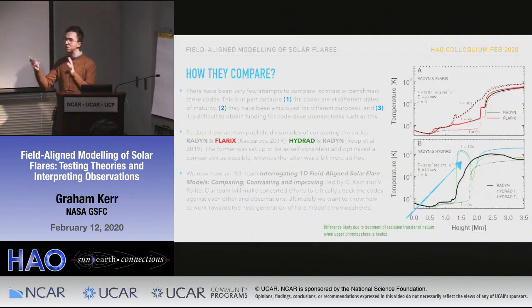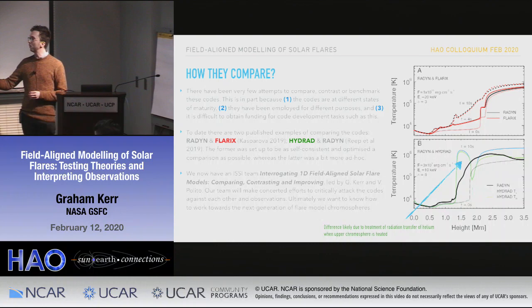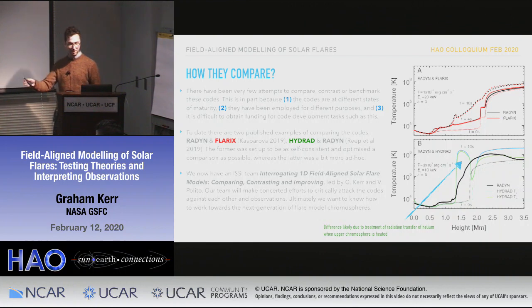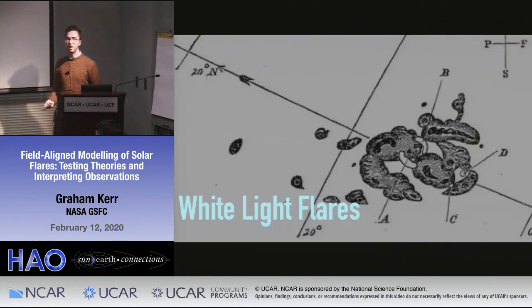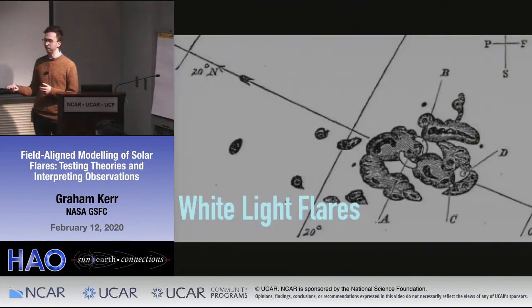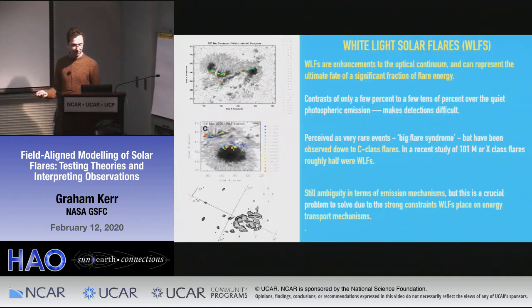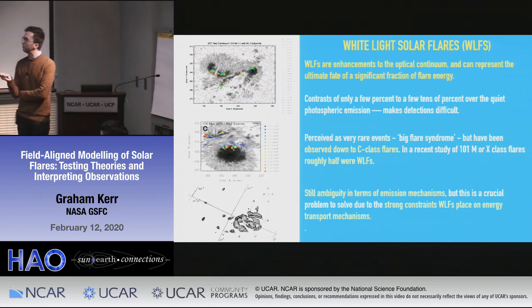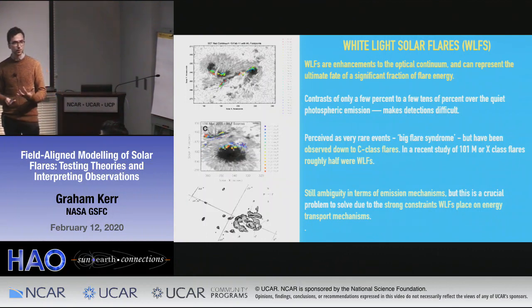So in conclusion, for the state of the codes, we are now all working together to try to work out, are we doing things correctly? So I'm going to leave that aside and focus on using the RADYN code to look at white light flares. White light flares are enhancements to the optical continuum emission, and these represent a large fraction of flare energy. It takes a lot of energy to produce a noticeable enhancement over the photosphere during a flare.